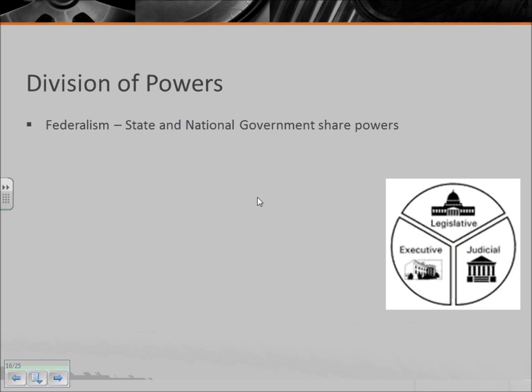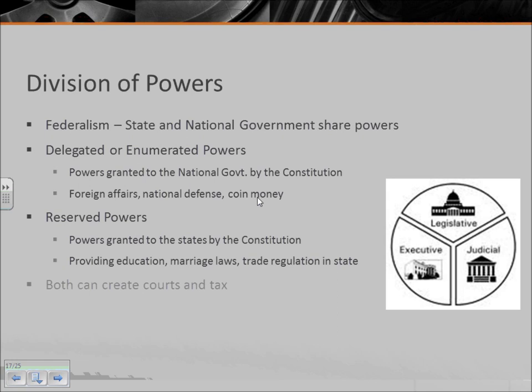Now, America is also going to operate under a system of federalism. Federalism is this balance of power between the state and the national governments and how they share powers. We have state governments, we have national governments, we have them today. And they're split between what is known as delegated and enumerated powers. Delegated and enumerated. Powers granted to the national government by the Constitution: foreign affairs, national defense, coin money, things such as that. This is what is known as delegated and enumerated powers.